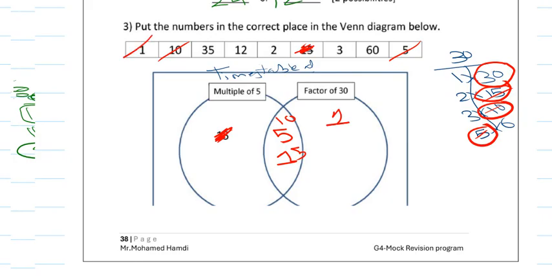35 is a multiple of 5 only, write it here. 12 is neither a multiple of 5 nor a factor of 30. You will write 12 outside the circles. 2 is a factor of 30 only. 3 is a factor of 30 only. 60 is a multiple of 5 only. And so on.